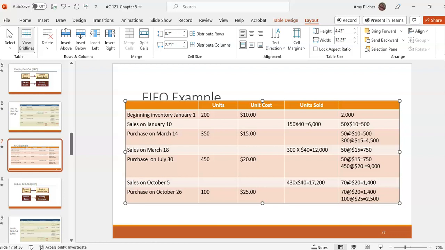Okay. So now our total sales. We wanted to figure out what the gross margin and the cost of goods sold are. So we have our total sales: 6,000 plus 12,000 plus 17,200.